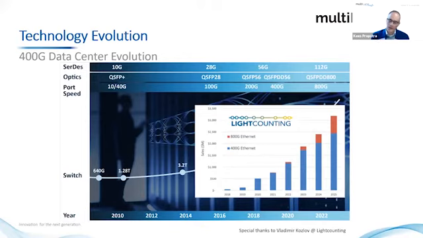So obviously, 400G going to volume deployment puts some challenges to the ecosystem. So that's why we're having the conversation today. What are the challenges if you look into volume deployment, but more importantly, what are the solutions that can enable this technology adoption?